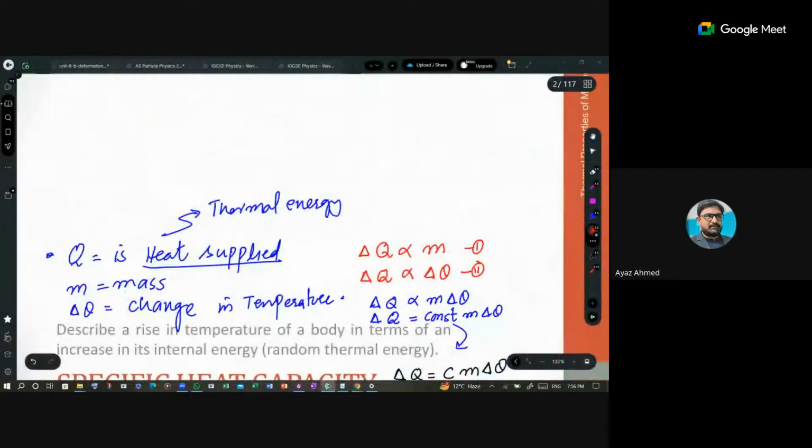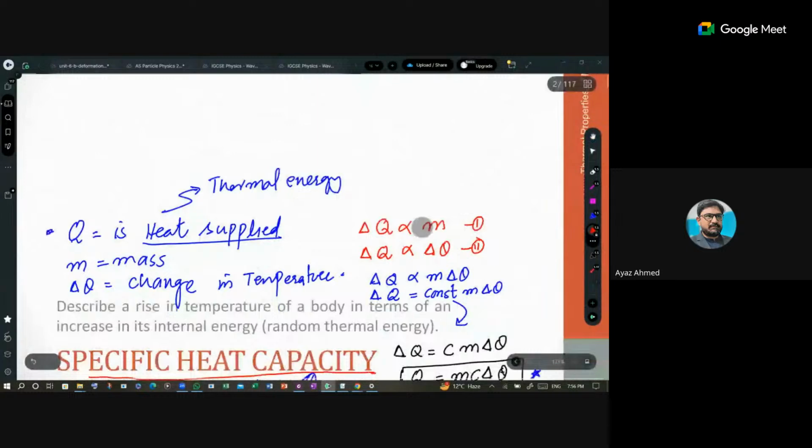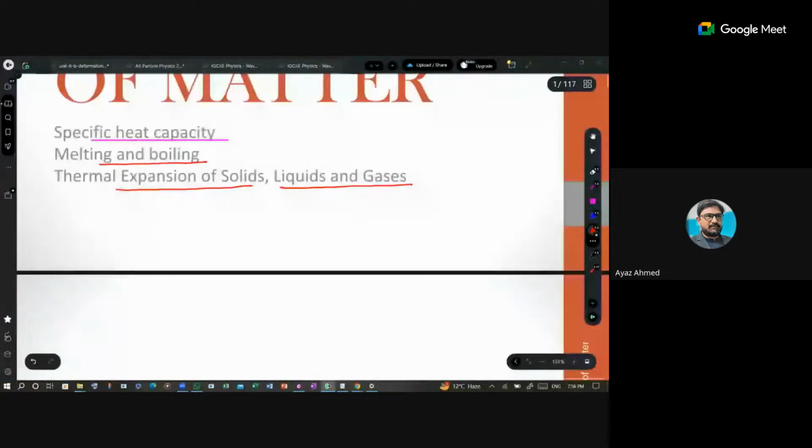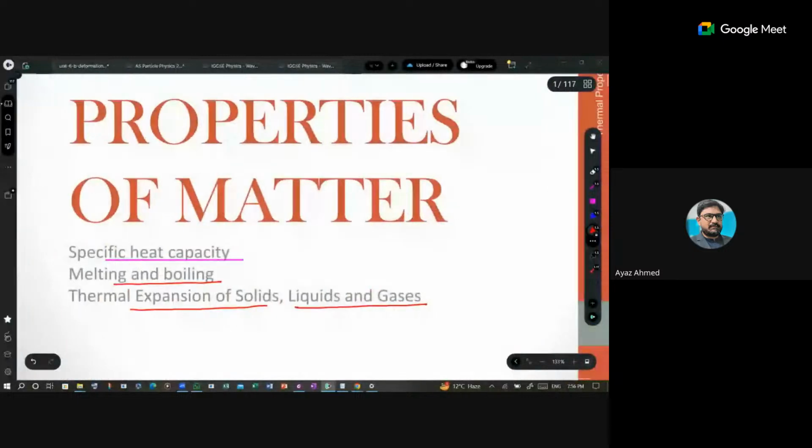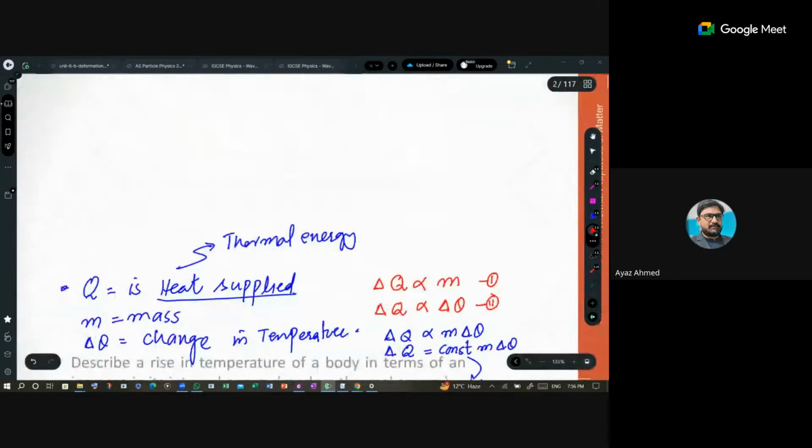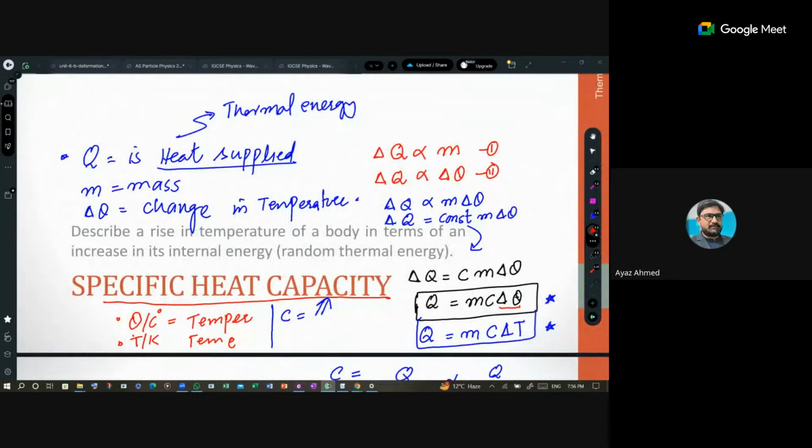I was discussing with Miriam, so I'm going to give you a quick review so that you can join with us. We are talking about the thermal properties of matter, and thermal properties consist of specific heat capacity, state change, and then thermal expansion and all that stuff. So the first topic is specific heat capacity.